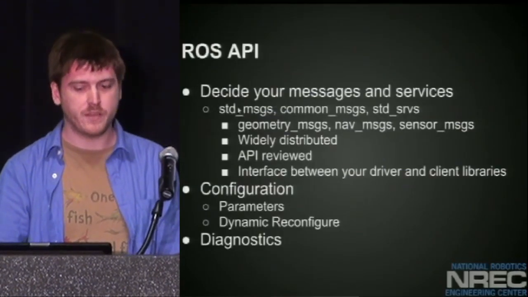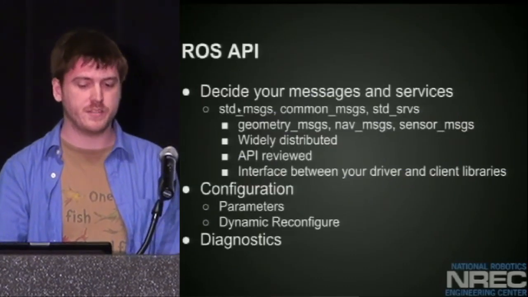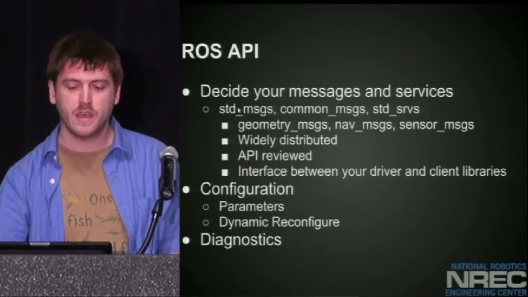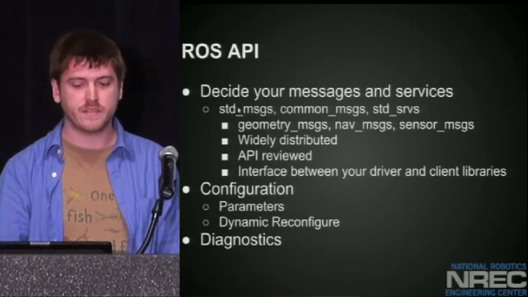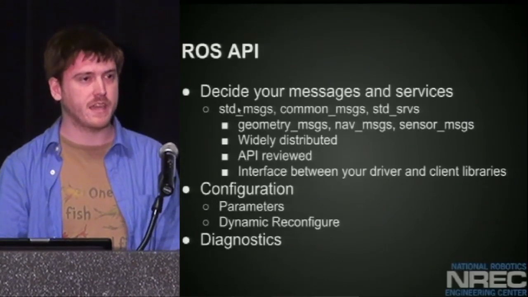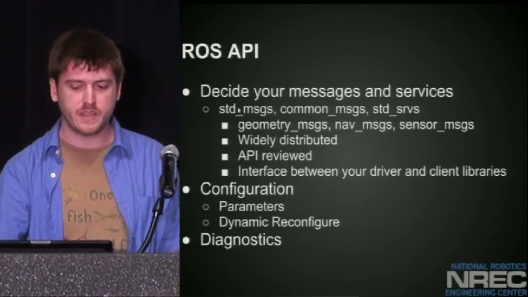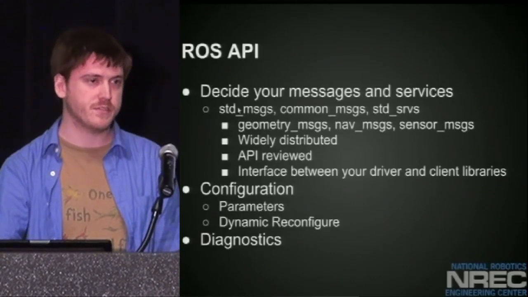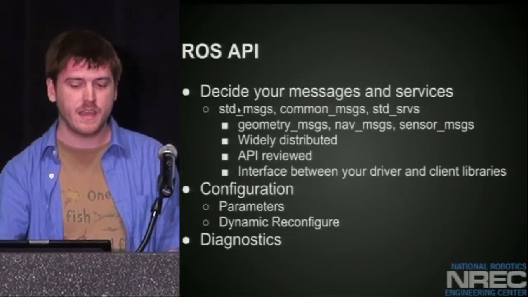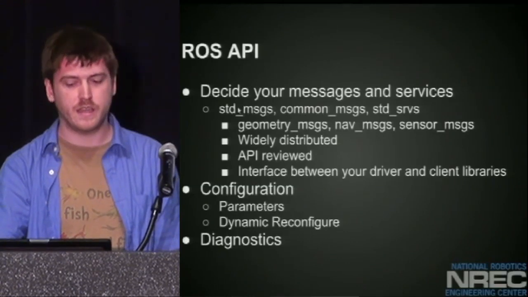So the next step that you can do is to decide your ROS API. These are things like your topics, your messages, your services, what you need to take in from the system and what you need to provide to the rest of the system. The best place to look here is in standard messages, common messages, and standard services. These are packages that contain the most widely used APIs and messages for ROS. So you'll see things like geometry messages, nav messages, sensor messages. These are your laser scans, your point clouds, your odometries. These are all API reviewed, and they are the best interface between your driver and your clients.